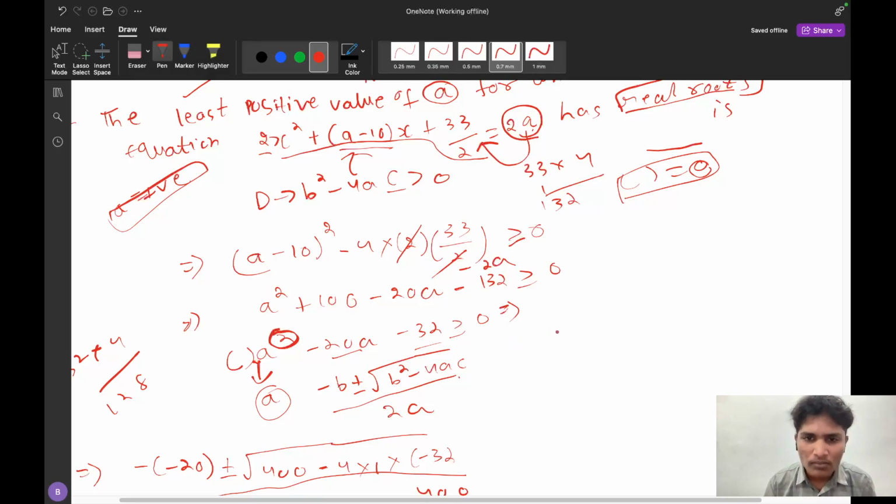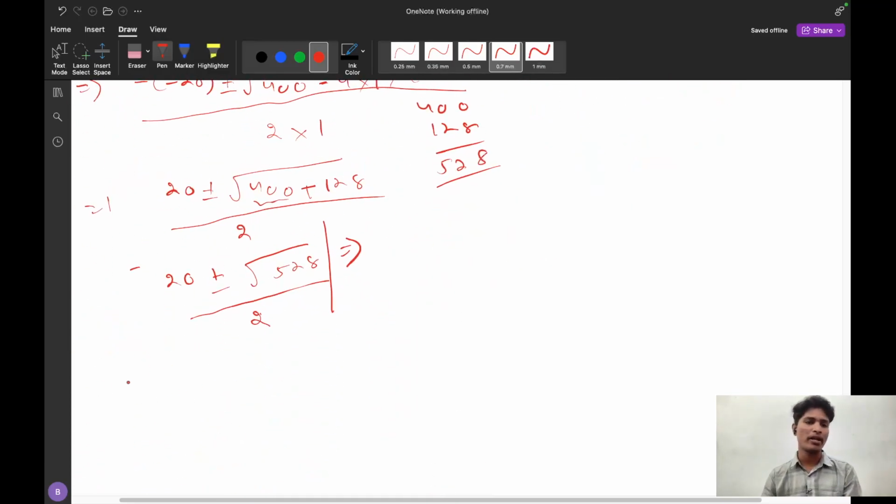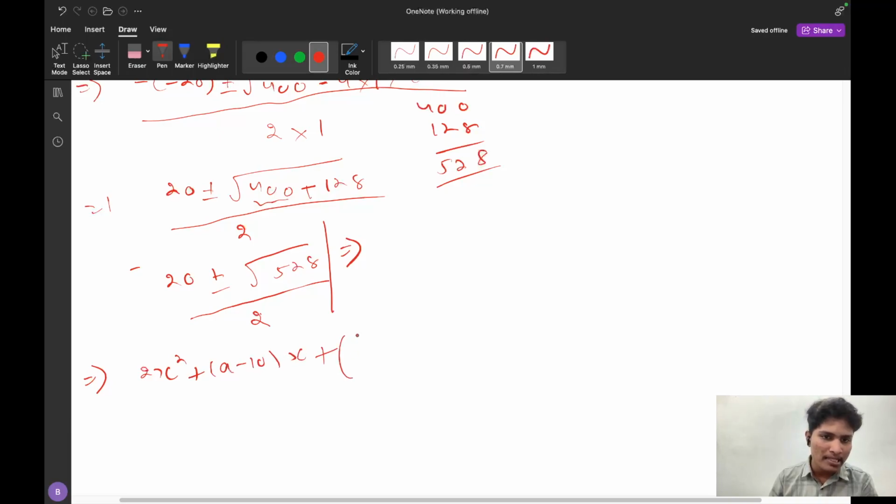So, and here it will be included. Wait guys, I will do it again, because there is a slight mistake here. That is, the equation is 2x square plus a minus 10 into x plus 33 divided by 2 minus 2a equal to 0. Yes, this is the equation.